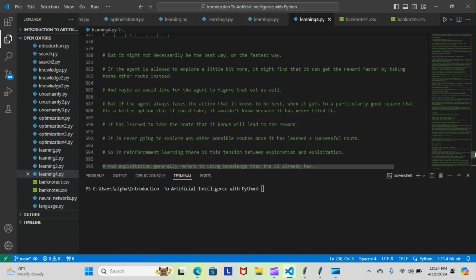So in reinforcement learning, there is this tension between exploration and exploitation.